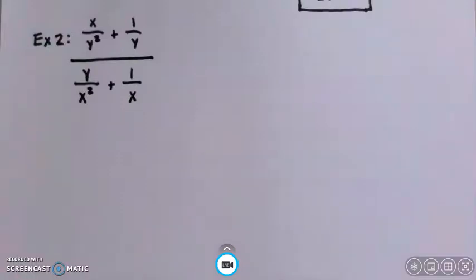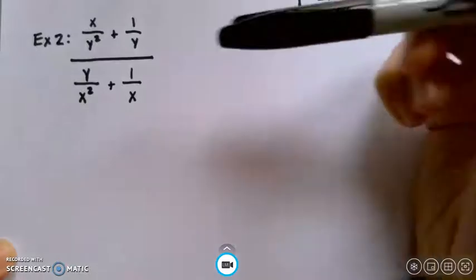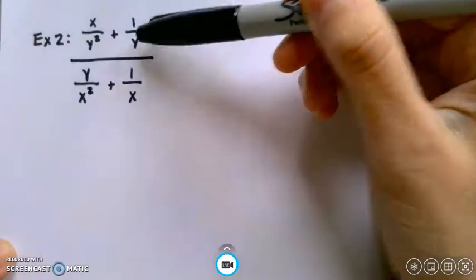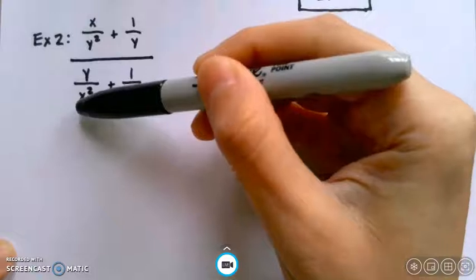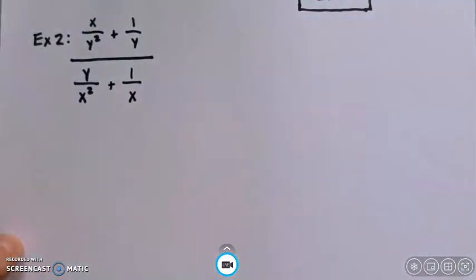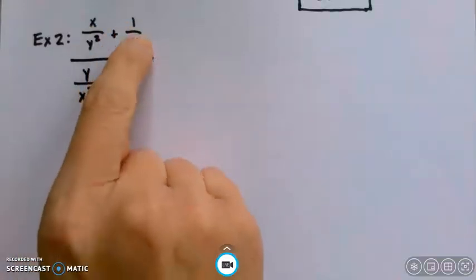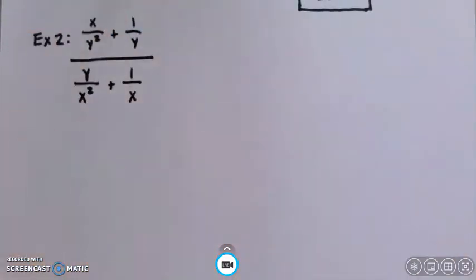In this example, we have x divided by y squared plus 1 divided by y, all divided by x squared plus 1 divided by x. So here we have what I would say is a really super complex fraction. We have lots of fractions in this problem. So we have 1, 2, 3, 4, and then the big fraction. So there are 5 fractions here.